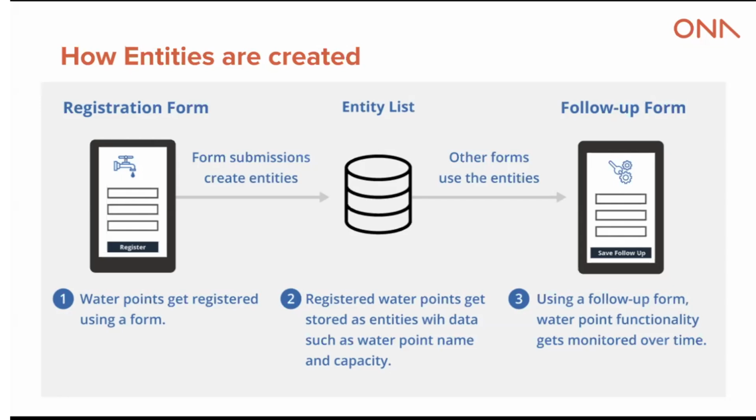And these properties are what form the entities and create that entity list. So this entity list is now used by other forms, which include the follow-up form, where you're running a follow-up on the functionality of this water point and monitoring it over time. So this is an example of how the application of entities would run from start to end.